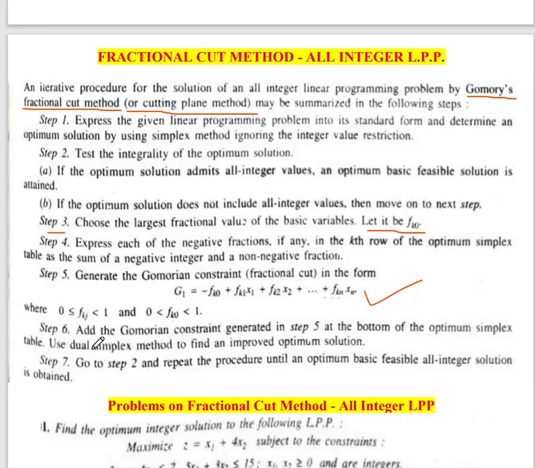Step number 6: add the Gomory constraint generated in step number 5 at the bottom of the optimum simplex table, and then we will use the dual simplex method to find the optimum solution. Step number 7: go to step number 2 and repeat the procedure until an optimum basic feasible solution is obtained. So these are some steps of the fractional cut method, or you can say the cutting plane method, or Gomory fractional cut method.